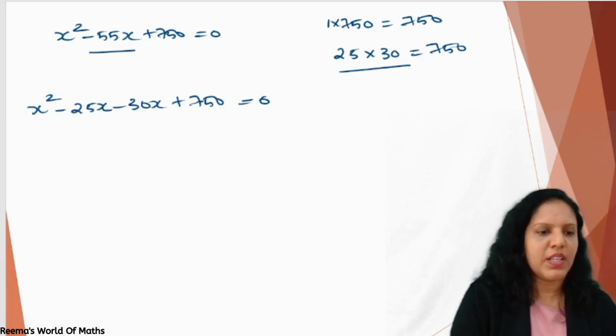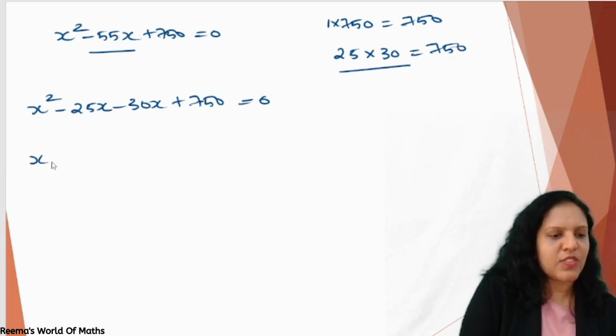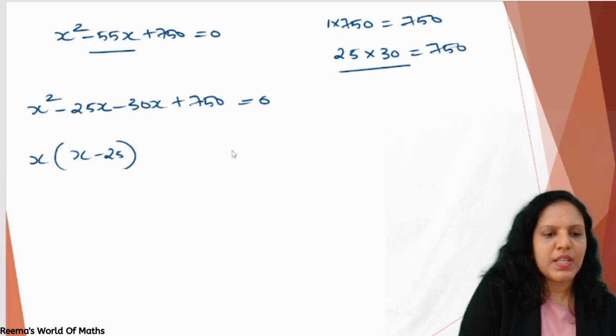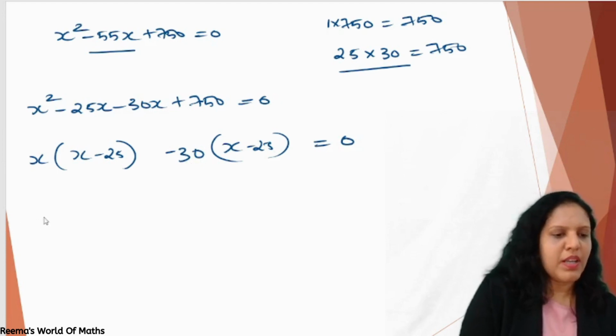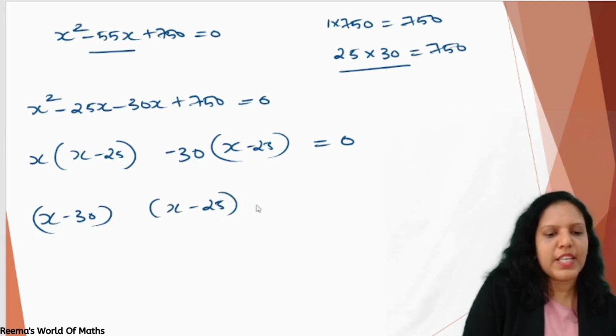Correct? So we can take x as common here. So that will be x minus 25. Similarly, again x minus 25. So what is common here? We can take minus 30. Minus 30 equals 0. Correct? So that will be x minus 30 multiplied by x minus 25 equals 0.